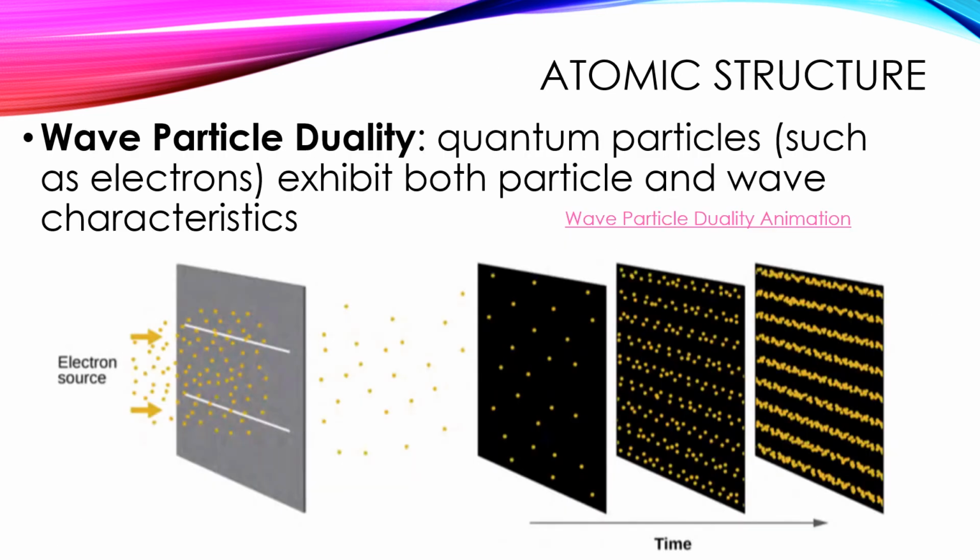So all this idea of energy and light and matter come together with our wave-particle duality, which we talked a lot about after we watched our videos and you answered questions about. But the idea is that quantum particles, such as an electron, so that's why this applies to us, because an electron is a quantum particle, have both particle and wave characteristics.